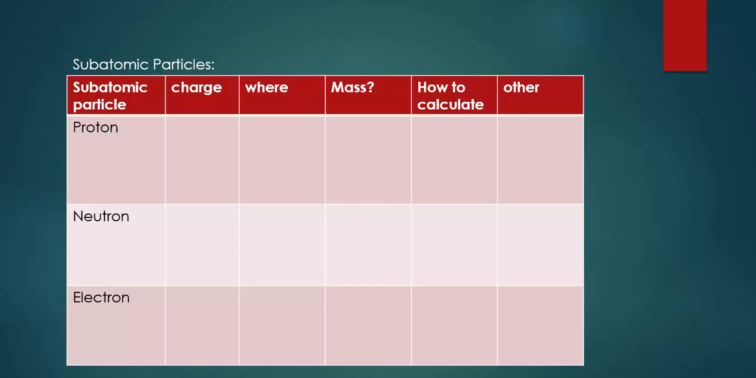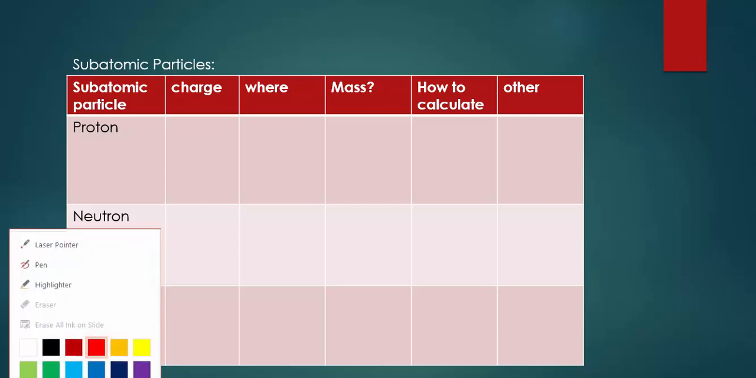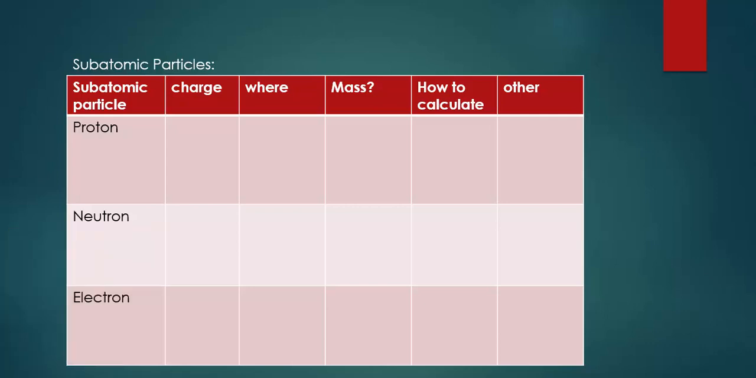And so first of all, let's go ahead and talk about the charge on each of them. So the proton's charge is positive. If you're pro something, you're for it, so positive. Neutrons are neutral, so they don't really have a charge, and electrons are negative.